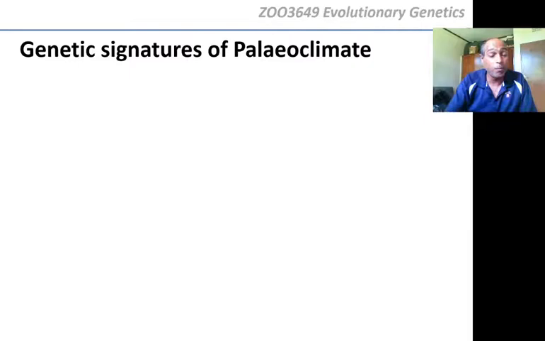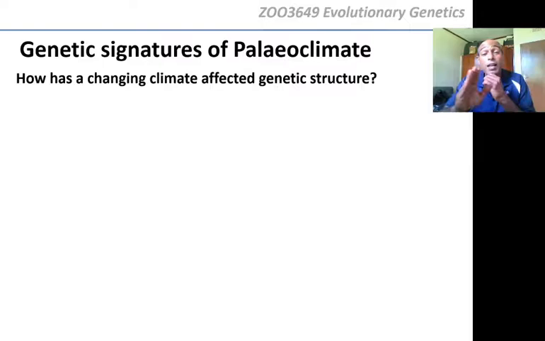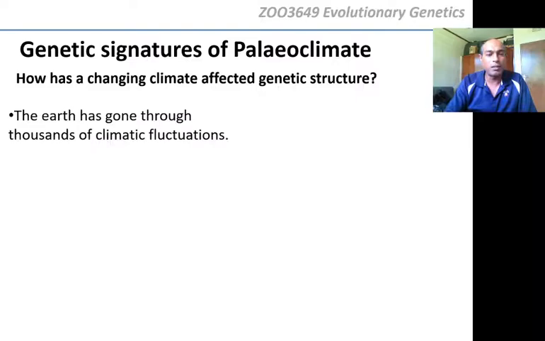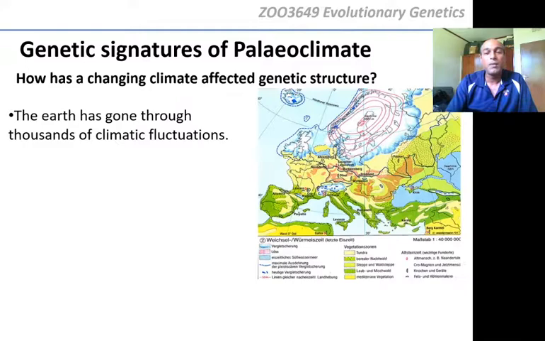People are very clever, all right? That's how we know that there was an ice age, right? Because we figured out that the climate has been changing rapidly with past time. So the earth has undergone thousands of different changes in climate. Okay, and so for example, 26,000 years ago during the last ice age, this is what Europe looked like.